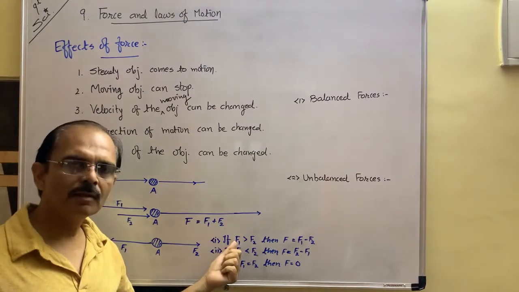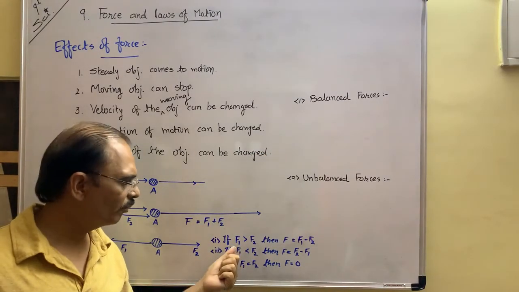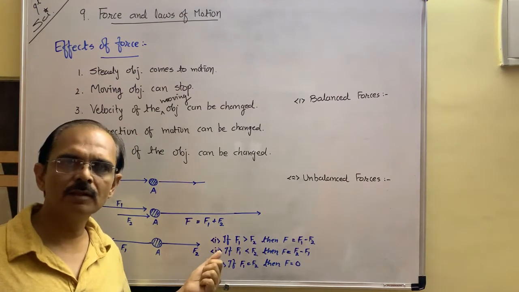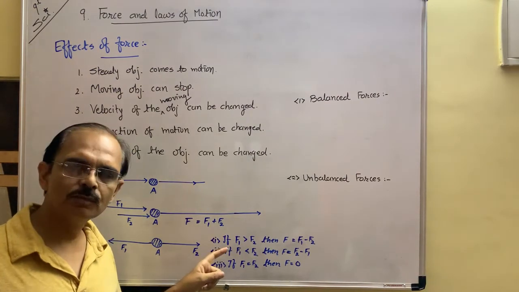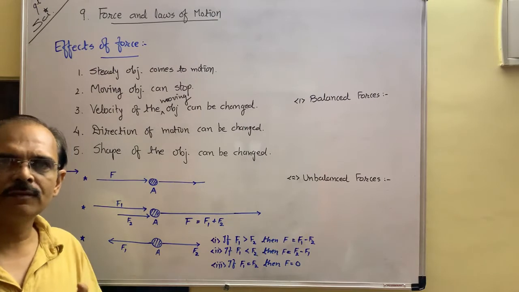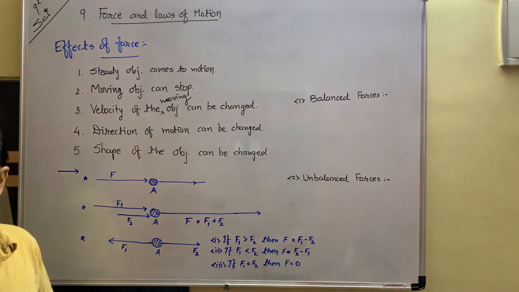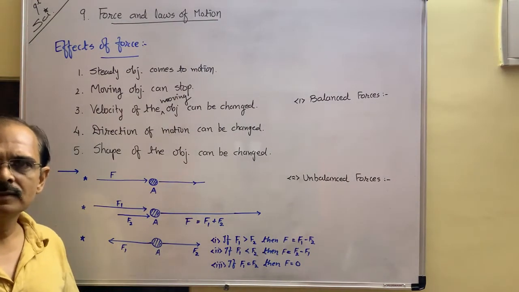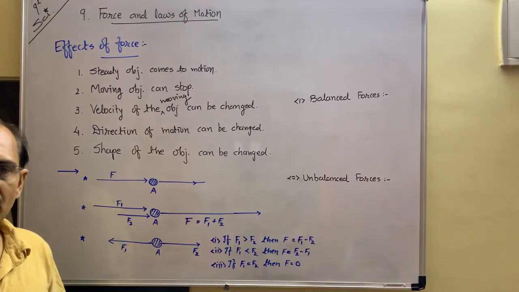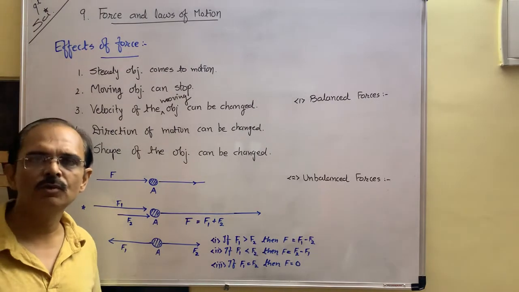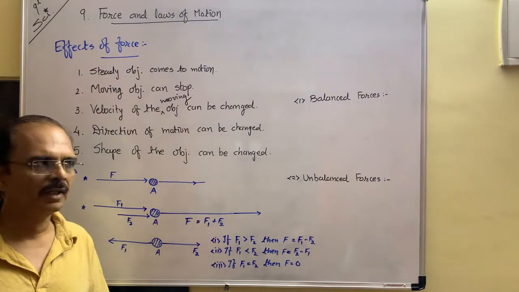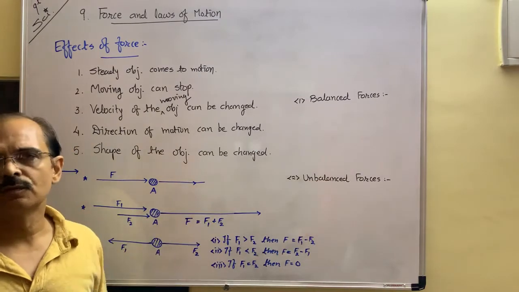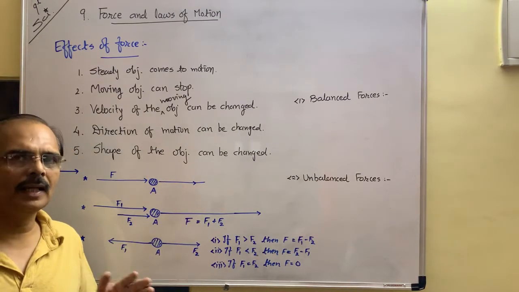In case number 1 and case number 2, forces are different. In case number 1, F1 force is more, whereas in case number 2, F2 force is more. So different forces are there, and because of the different forces, this object moves towards the force where there is a higher application, means high force is applied. The object moves towards this direction. That is called unbalanced forces. Means forces are not balanced.